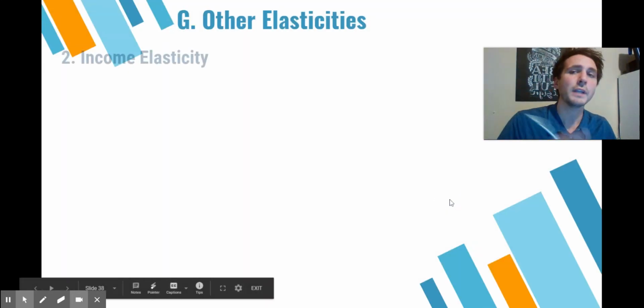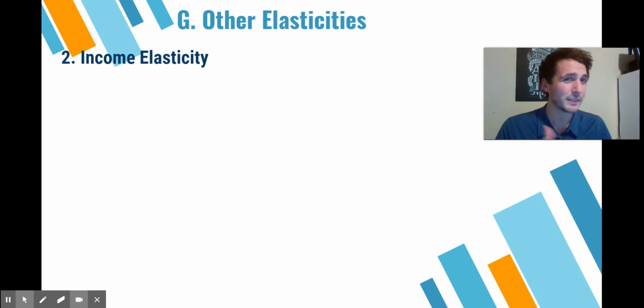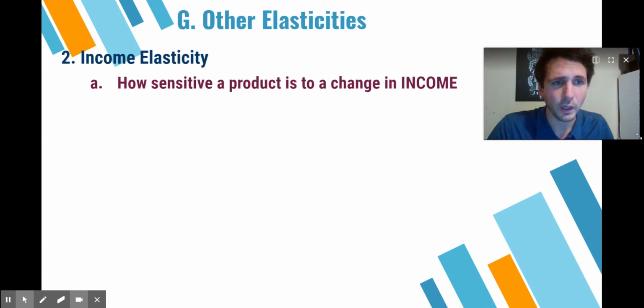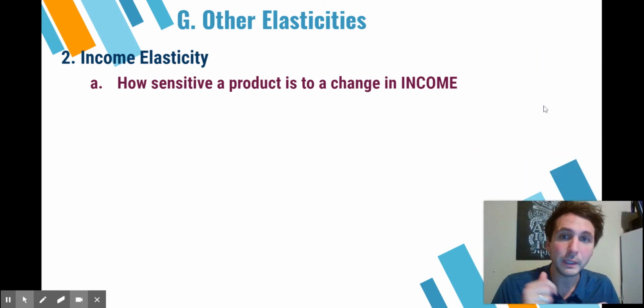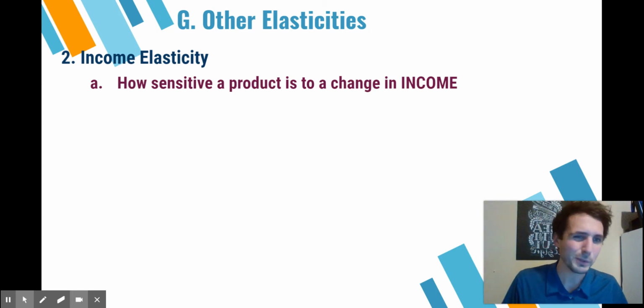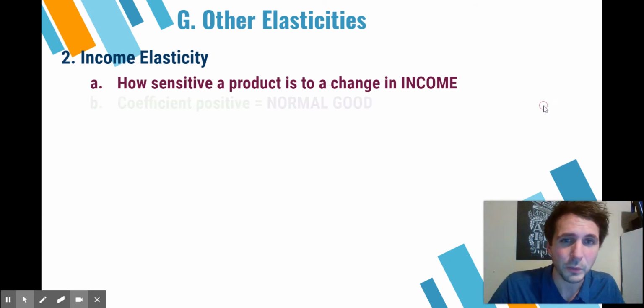Okay, there's another type of elasticity. It's called income elasticity. Just like cross price elasticity tells us complementary or substitute goods, income elasticity will tell us if a good is normal or inferior. And again, we use the value to determine that. Okay, so move this down a little bit. It's how sensitive a product is to a change in income. Really, what we care about is not how sensitive. We don't really care about the number. We care about the value. Is it positive or is it negative? And that's going to indicate to us what's happening.